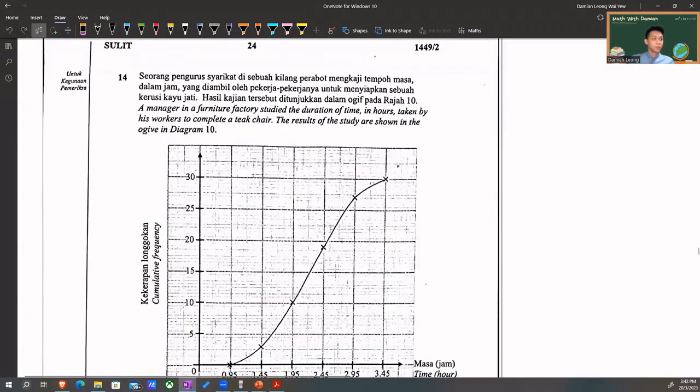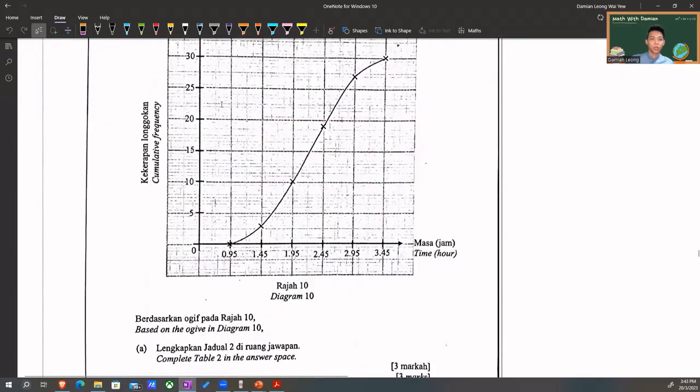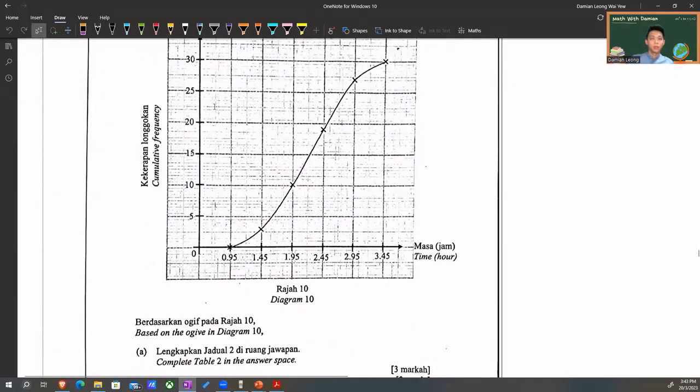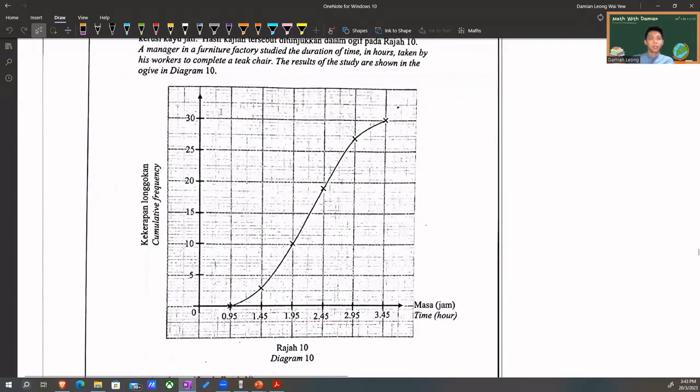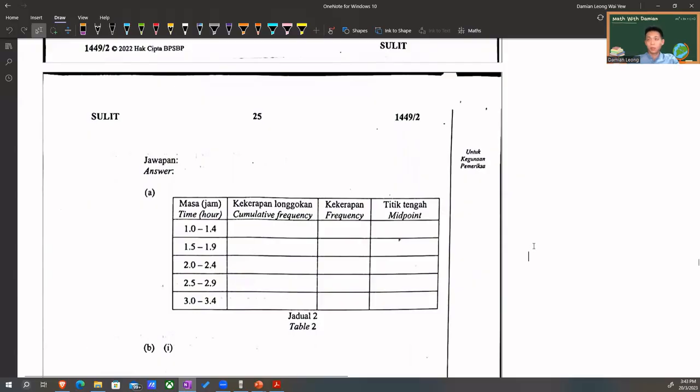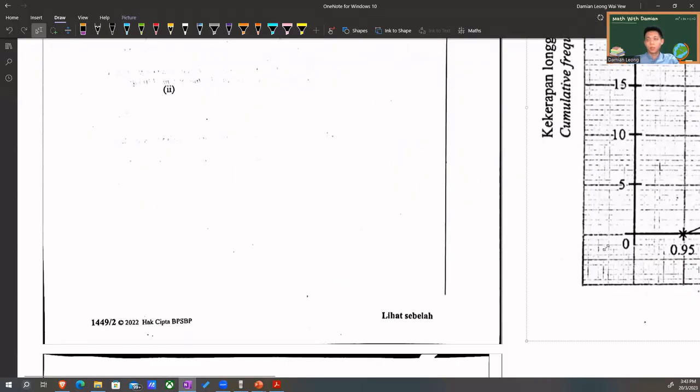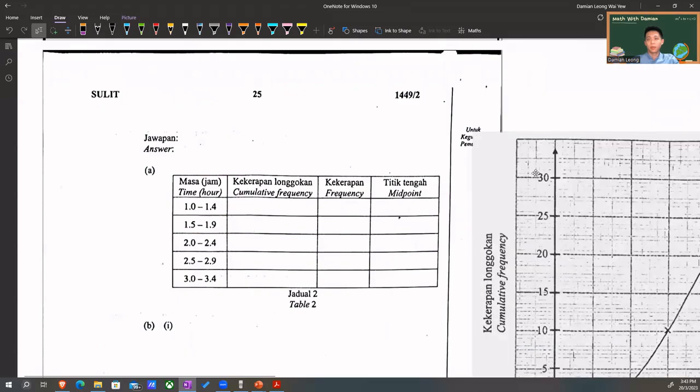Then question 14. A manager in a furniture factory studied the duration of time in hours taken by his co-workers to complete a teak chair. The result of the studies is shown in the ogive here. So complete the table in the answer space, the table here. Okay, so it's based on this ogive. Let me put it here so it's easier for us to compare.